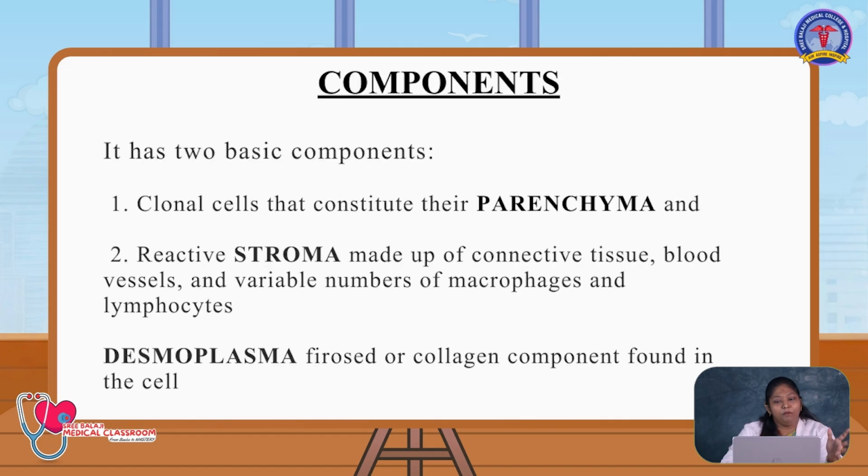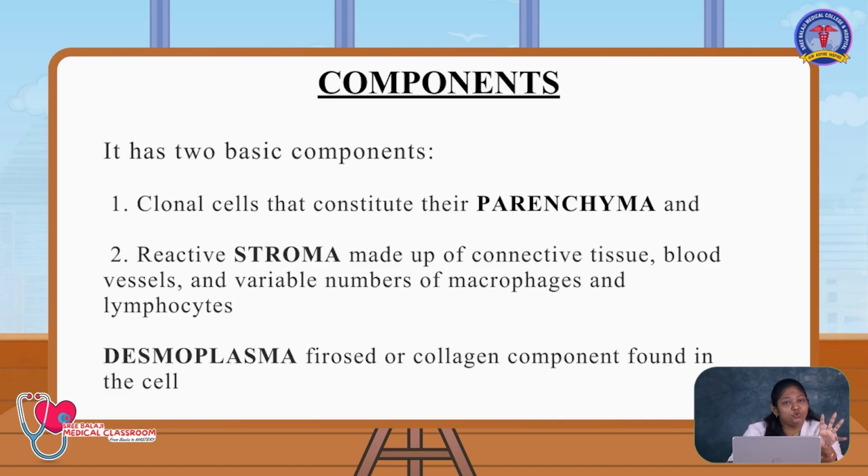Then moving on to the components. What I mean is, if you take a tumor, what do you have to see from the pathology point of view under a microscope? Basically, when you look at the components under the microscope, you have to know what the parenchyma is, and you have to know what the stroma is. You should also know what desmoplasia is. These are a few new terminologies in this chapter.